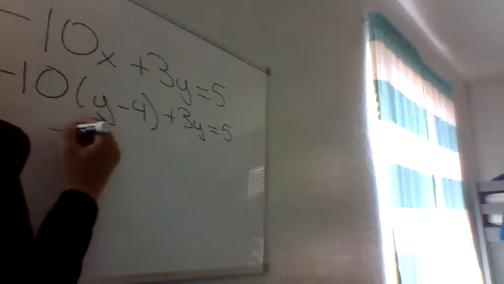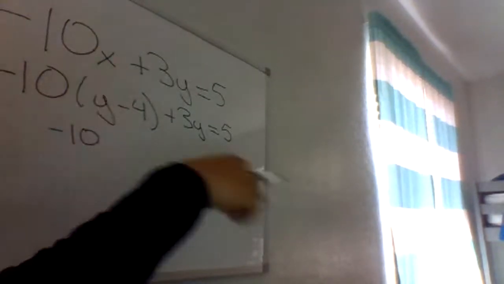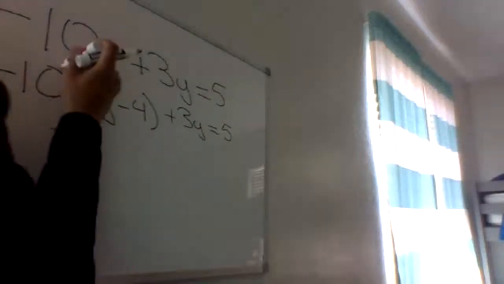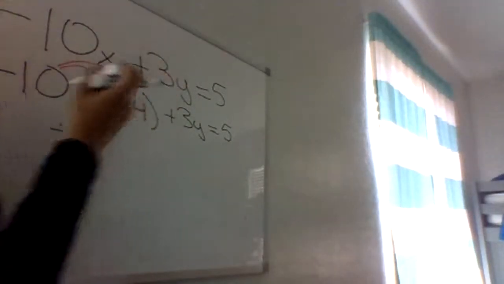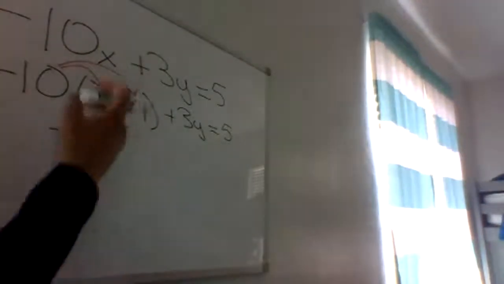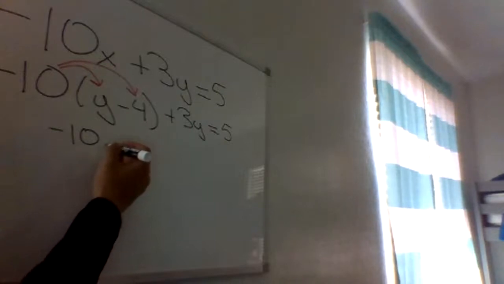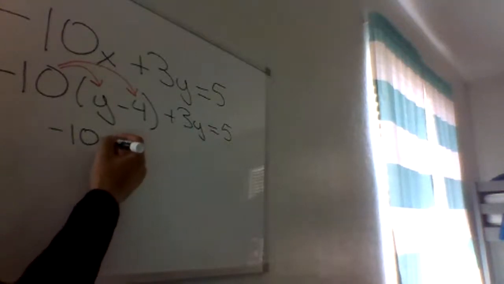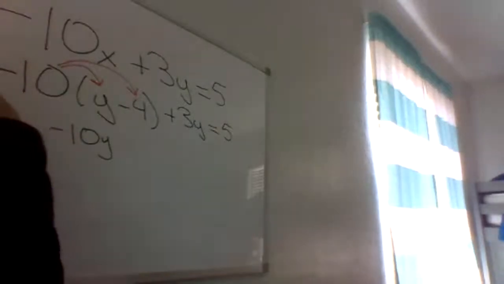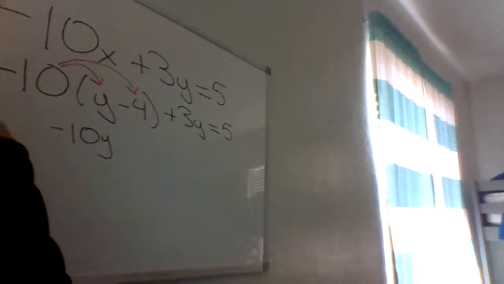Negative 10 times y. So negative 10 times y gives us what? See, and notice I always do the arrows just to remind myself. So negative 10 times y is what? This is where I got stuck. Is it negative 10y? Correct. Negative 10y, because you can't combine it any more than that. So that's all we can do.